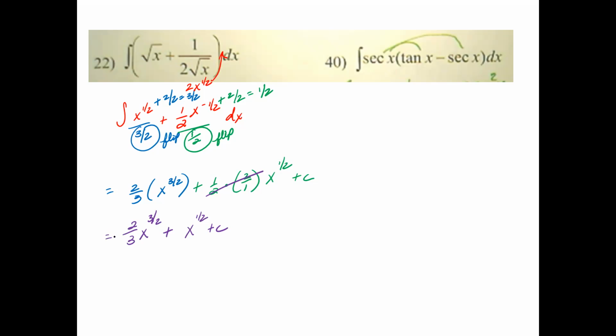Okay, so for number 40, I have a parenthesis here, so I want to go ahead and distribute that. So then I have the integration of secant x tangent x minus secant squared x dx. Well, it's going to be pretty simple and straightforward. The integration of secant x tangent x is just secant x. The integration of secant squared x is just tangent x plus c. So easy peasy.